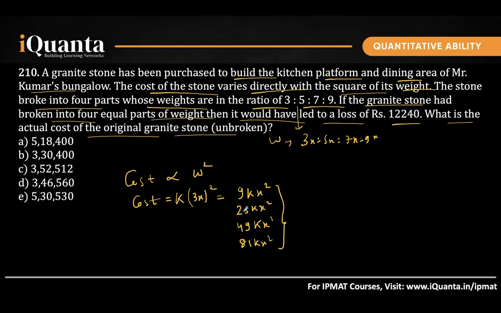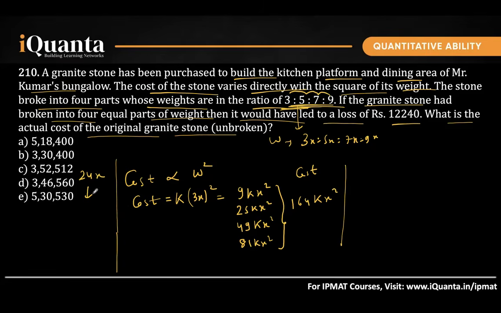So 9 plus 25 is 34, 34 and 49 is 83, 83 and 81 is 164k x square. This is the total cost when it is broken like this. But what is the cost when it is broken into four equal pieces? So total weight of the granite is 3, 5, 7, 9: 3 plus 5 is 8, 7 makes 15, 9 makes 24. 24x is the total weight of the granite.